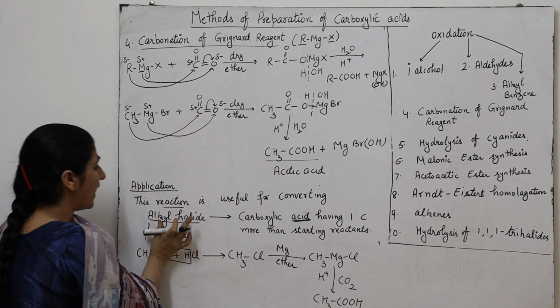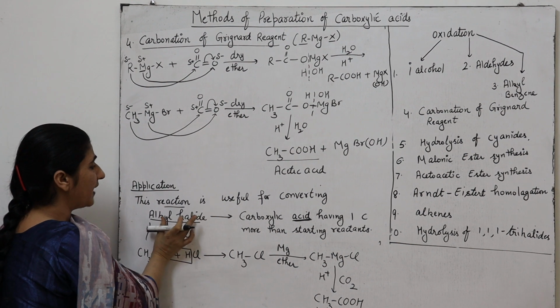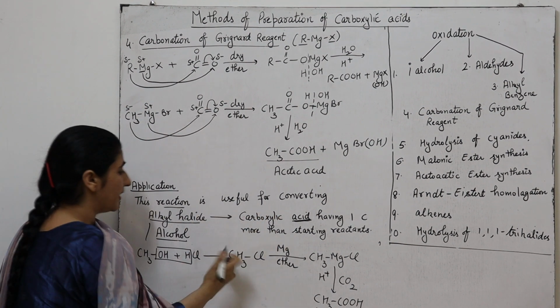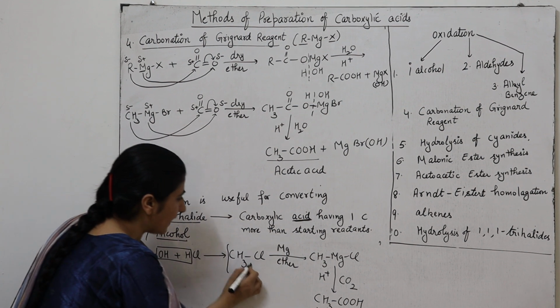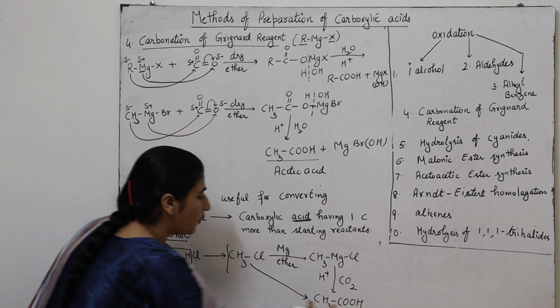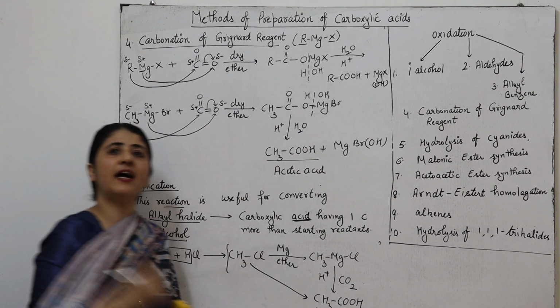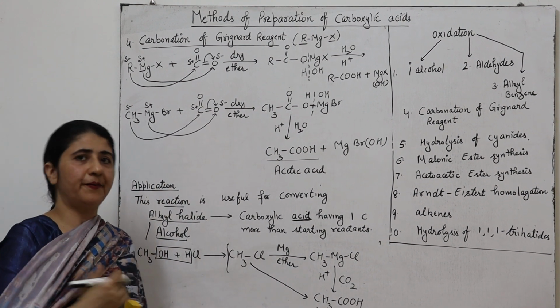This reaction is also used for the preparation of carboxylic acid from alkyl halide. If the main reactant is an alkyl halide, then this alkyl halide is also converted into a carboxylic acid having one more carbon atom.